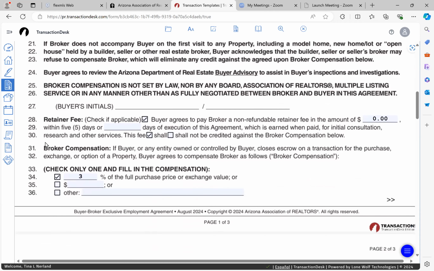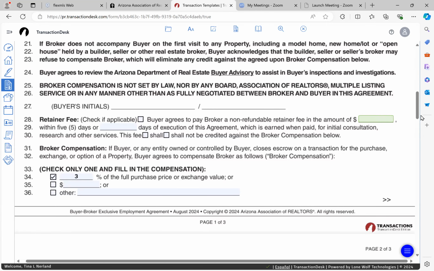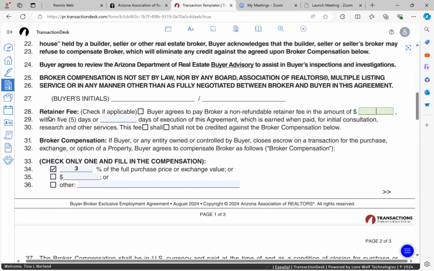Retainer fee. Check if applicable. If it doesn't, don't check it. Buyer agrees to pay a broker. I'm going to uncheck that because I don't require it. But if I was going to do a non-refundable retainer fee, I'd put that amount, I would check that, and it would be due within 5 days of execution of this agreement, which is earned when paid for initial consultation, research, and other services. And this fee shall or shall not be credited against the broker's compensation below. I don't know any agents that charge a retainer fee. You can, but it's up to you. I don't know a buyer that would pay it.